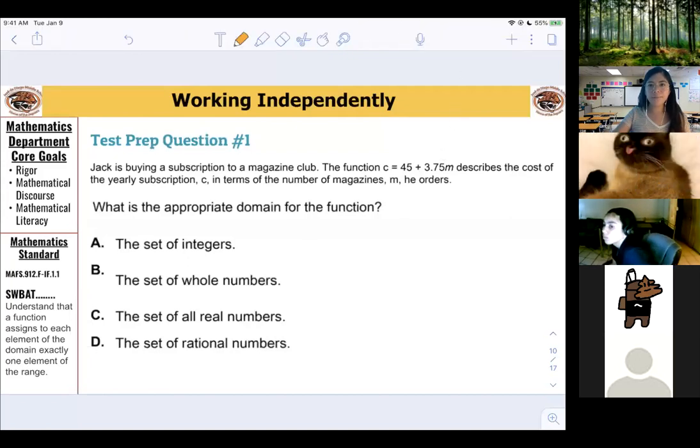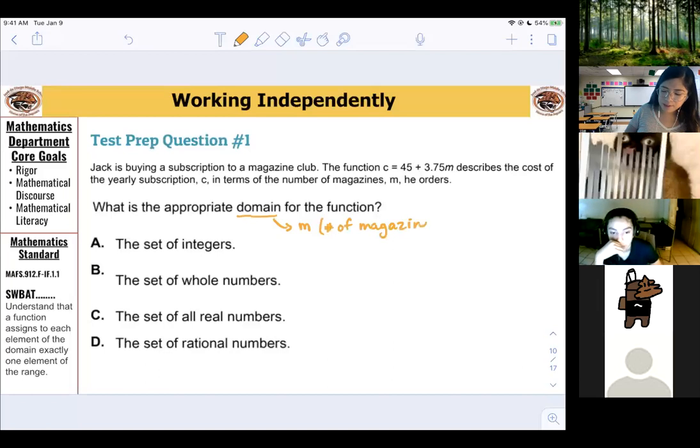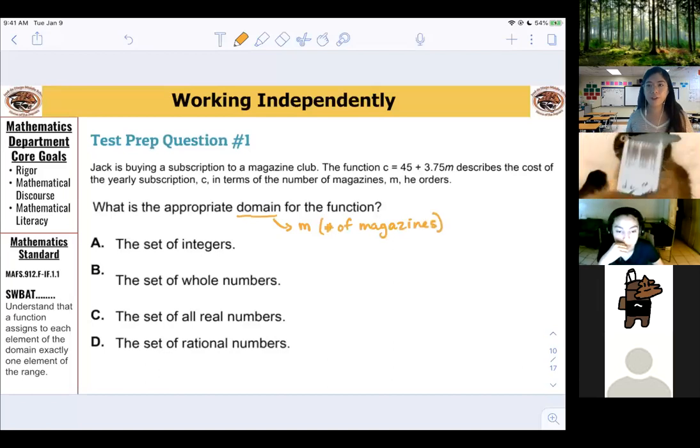Perfect. Okay, so very similar. It wants us to know what's the domain. So let's start by just understanding what the domain represents. So my domain is my input. Which variable is my input? M. M is my input. And M represents the number of magazines. So very similar to the previous problem, what types of numbers are out of the question?